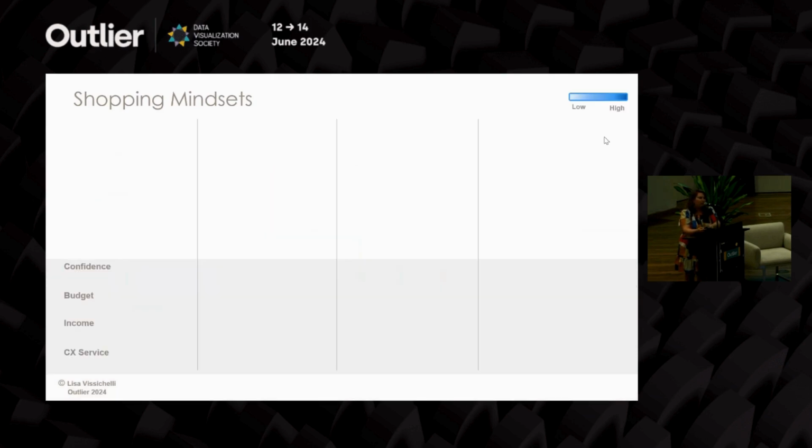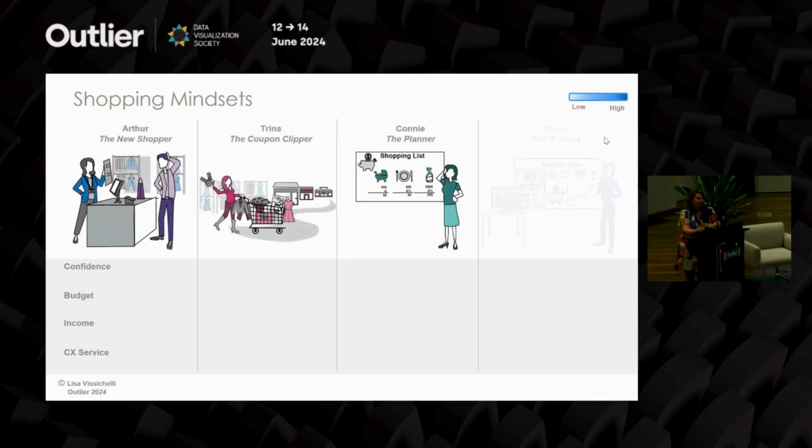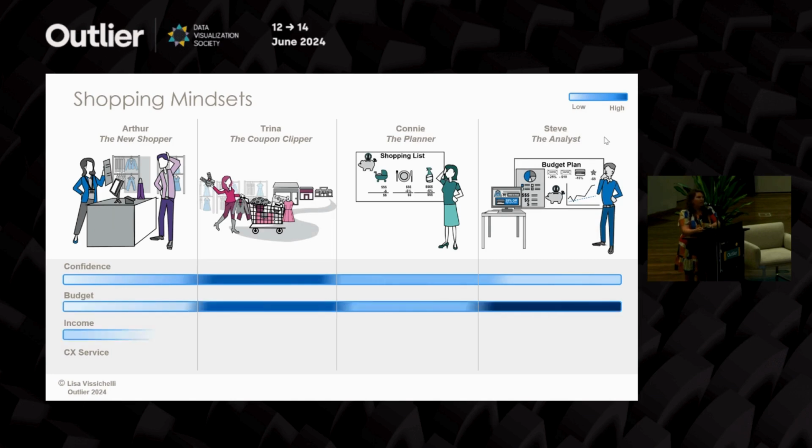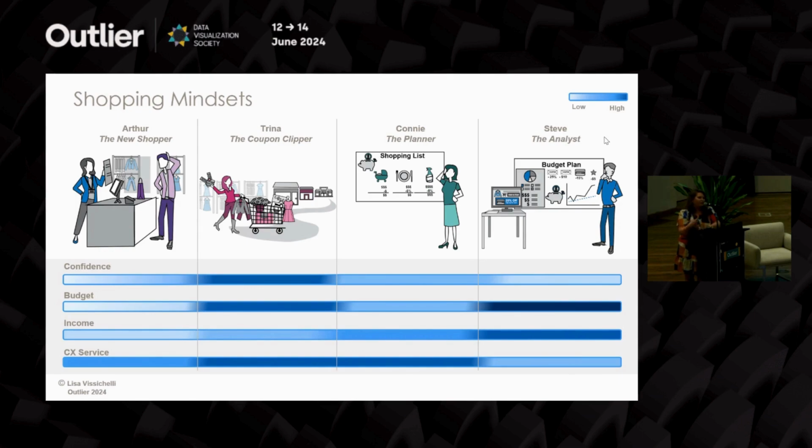So when we put them in a plot and we have each characterization side by side, each one is showing you a little bit about how they are confident in their shopping decisions, their budget, their income, and their customer service experience. And this is helpful because it kind of builds off of what you already have there in the numbers, but shows you how they're interacting in the same situation with similar tools. And the environment is such a useful way to navigate visual storytelling.